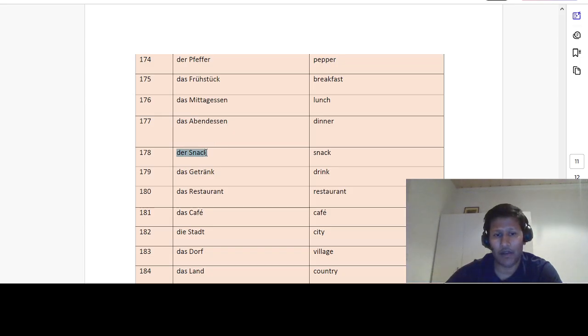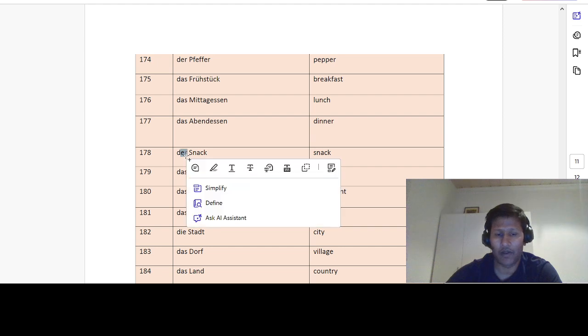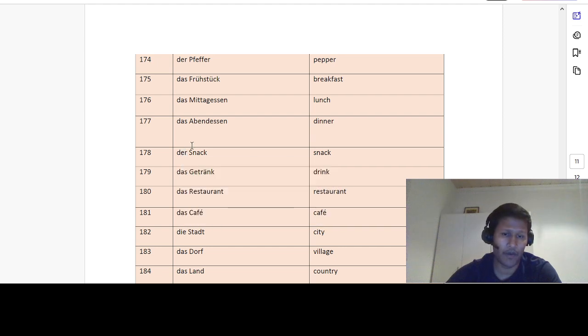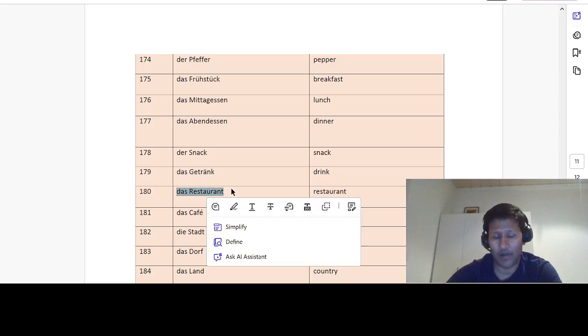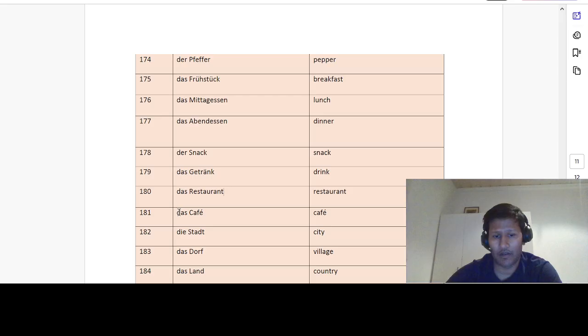And then there's snack. Same, but a masculine one. That you have to remember. All right, then das Getränk, drinks. So Coke and all that, the drinks are called das Getränk. And then we have das Restaurant. Okay, restaurant. And then das Café.